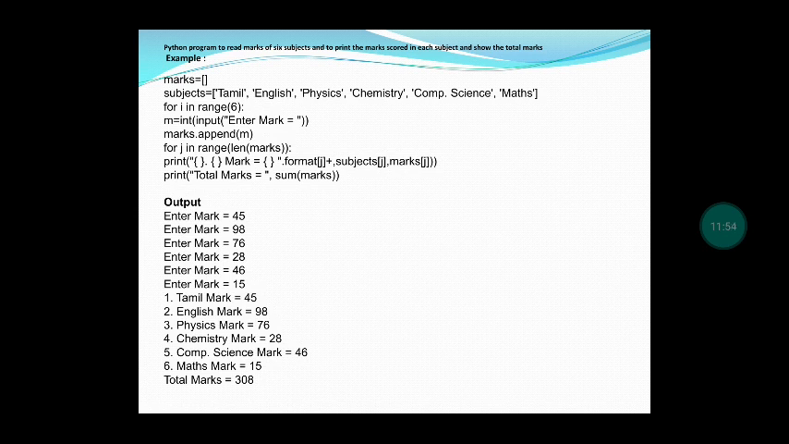And we are adding the format of j plus subject of j and then mark. So we are getting the output as Tamil mark equal to 45, English mark equal to 98, like that it will be printed. And we are using the sum function, sum of marks. So the marks will be added, we are getting the output as 308. Okay, in this example we are getting the marks from the user and we are displaying the marks and also the total marks.